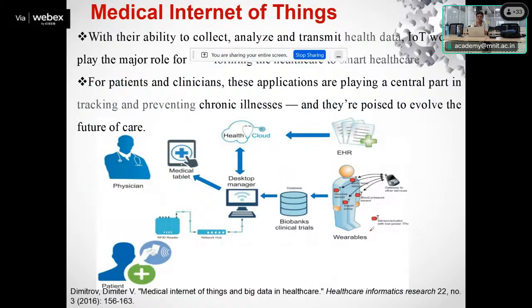So IoMT has the ability to collect, analyze and transmit healthcare related data. Okay, which plays a major role in transforming traditional healthcare to smart healthcare. Now for the patient and clinician, these applications play a very vital role in tracking and preventing chronic illness, for which you require continuous monitoring.